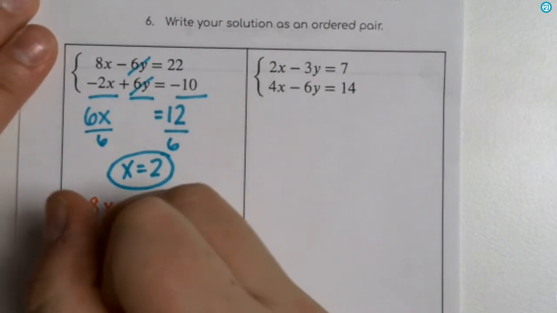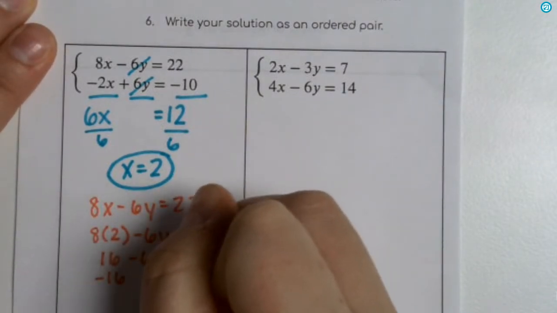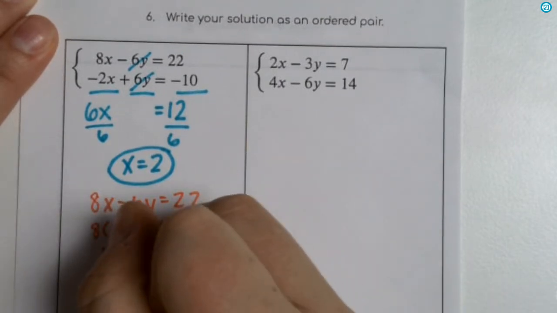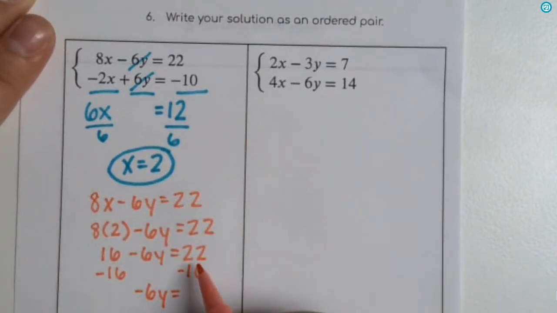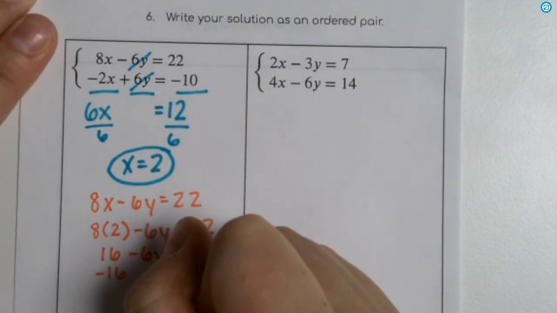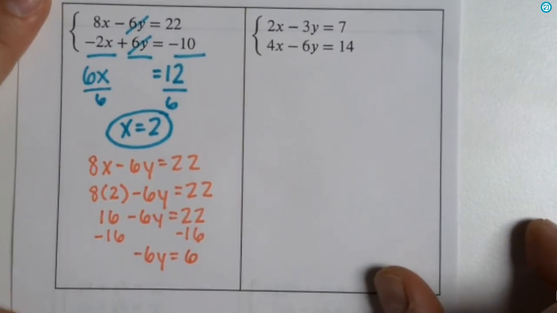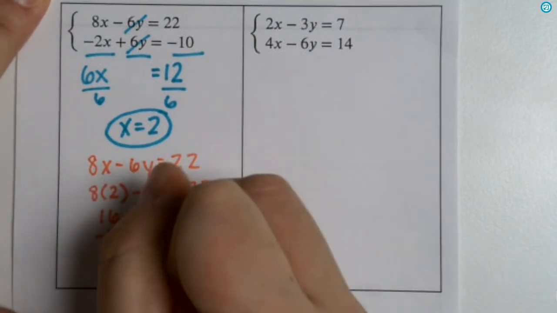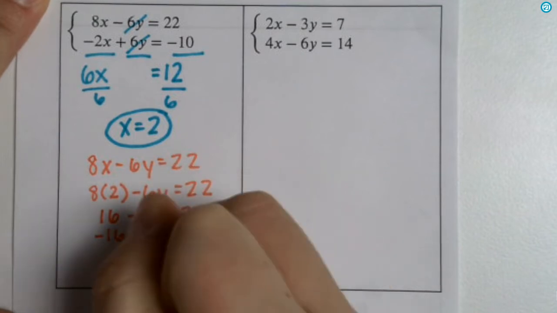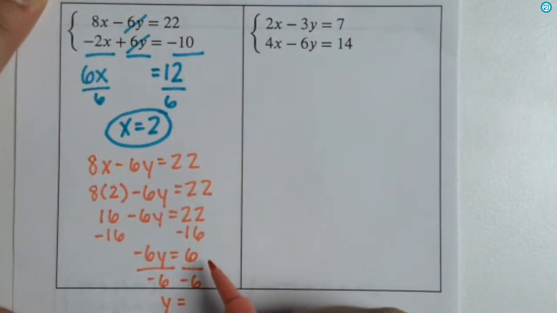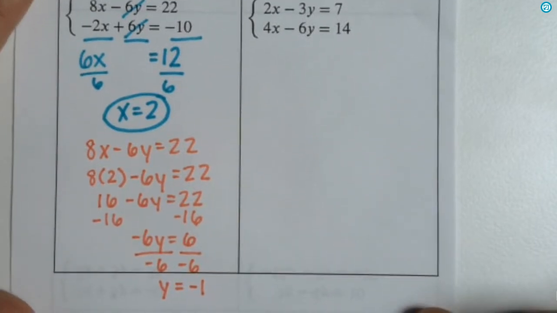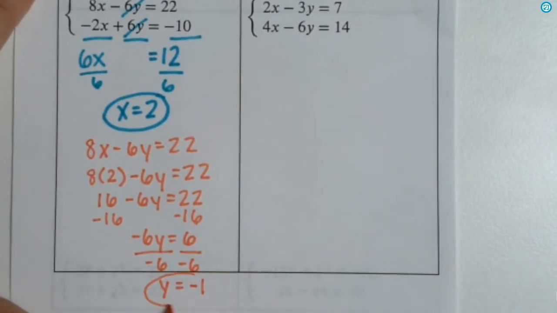We'll subtract 16. We'll get negative 6y on the left equals 22 minus 16 is 6. And then we'll divide both sides by negative 6. Get y equals positive divided by a negative will be negative. Negative 1. And of course, I wrote too big, and I'm running out of space here. So we get y equals negative 1.